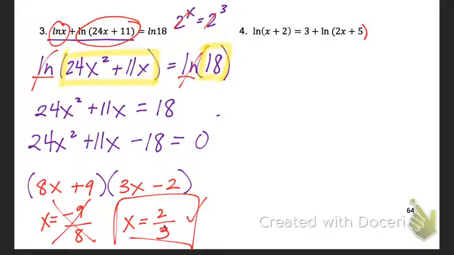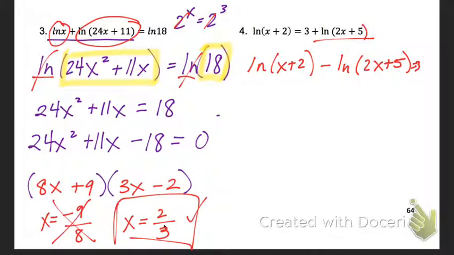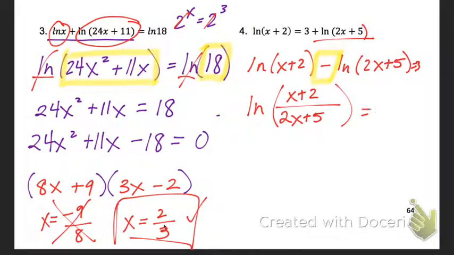So what is something that we could probably do? I could subtract this over here. Yeah, but then you'd have to divide. So I've got ln x plus 2 minus ln 2x plus 5. You have to divide, just for those of you who didn't know. I've got to divide because that's the rule with logs if you subtract, because of that minus sign. So if I combine it, it becomes just 1 ln with x plus 2 divided by 2x plus 5, and that equals 3.